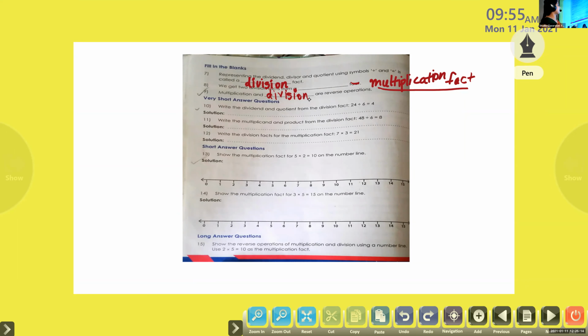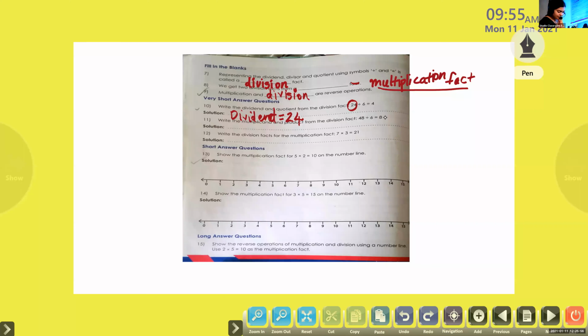In that, which is the dividend? 6? No, dear. That is the divisor. The first number, the total number of objects, will be the dividend. That is 24. Is it clear now? Yes, ma'am. Now, which is the quotient? 4. Quotient is 4.